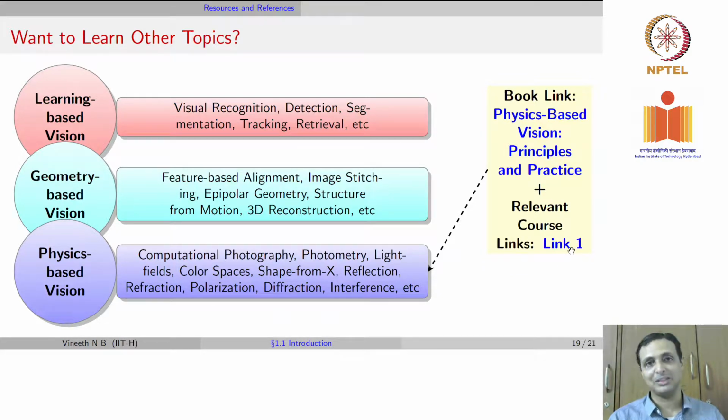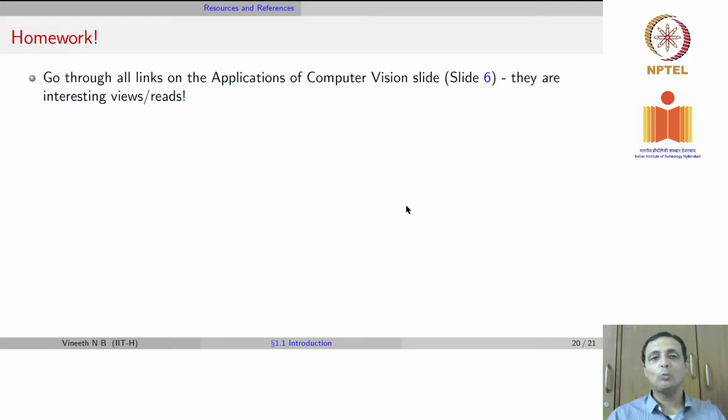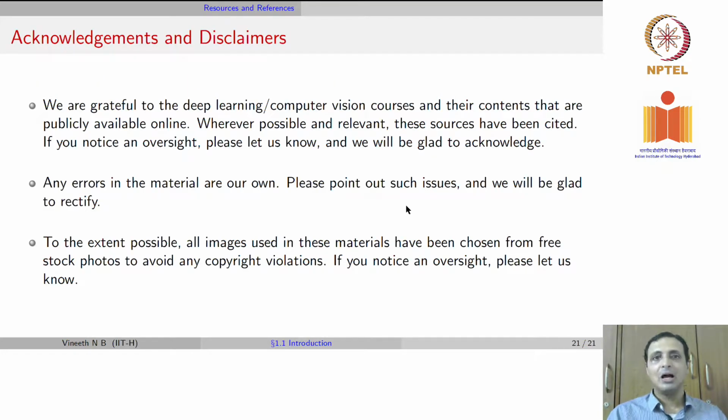So one of the homeworks that we're going to let you take away from this inaugural introductory lecture is to go through all the links on the applications of computer vision slide. That was slide 6 for you. They're very, very interesting reads to open your world to a lot of different computer vision applications, which I think that some of you at least may not have come across. That's going to be the homework for your first lecture today.